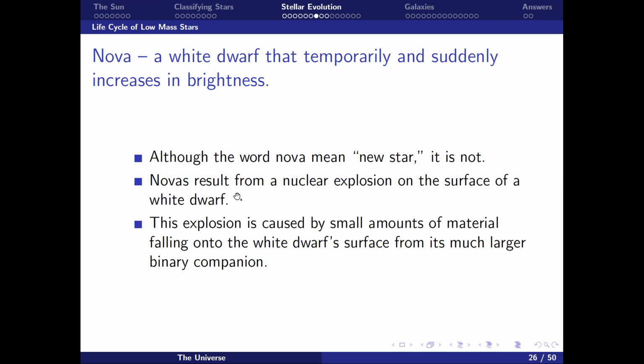So a nova, sometimes we just see a white dwarf suddenly get much, much brighter. It's a nuclear explosion on the surface of the white dwarf. It doesn't destroy the white dwarf, it's not a new star. It's just a big explosion on the surface that makes it really, really bright all of a sudden.